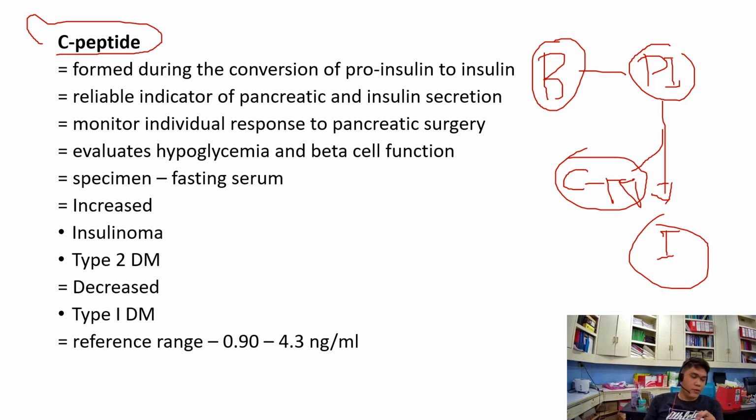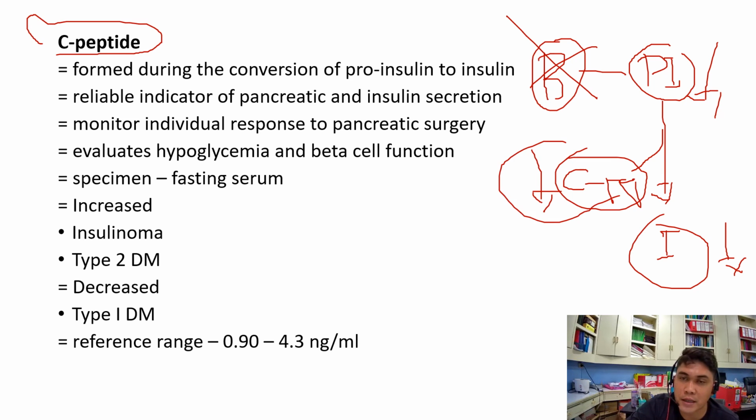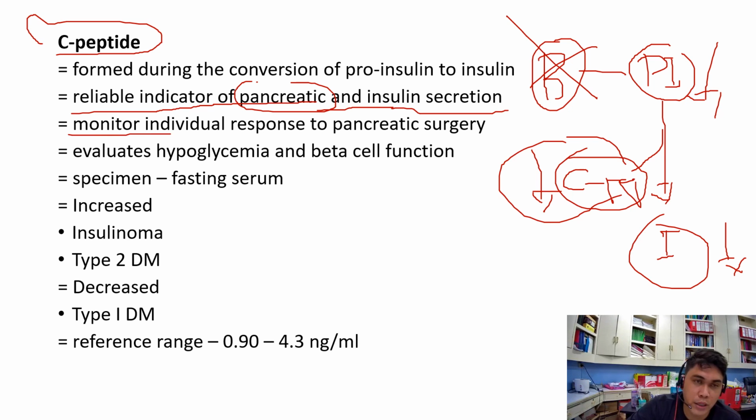For example, if there's beta cell destruction, the proinsulin level is low, so you have low conversion of proinsulin to insulin. The C-peptide level is also low because it's dependent on the conversion of proinsulin to insulin. So it's a reliable indicator of pancreatic insulin secretion. If there's decreased insulin, there's also a decreased C-peptide level. If there's a problem with your beta cells, the production of C-peptide is also affected. It's also used to monitor individual response to pancreatic surgery, and it evaluates hypoglycemia and beta cell function.